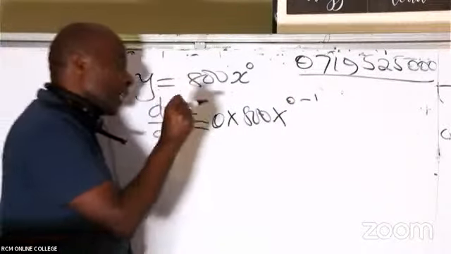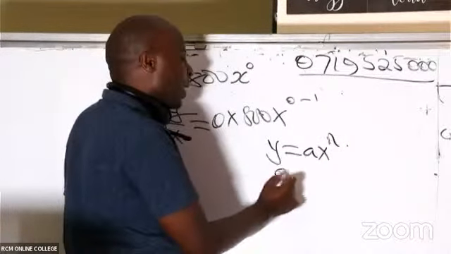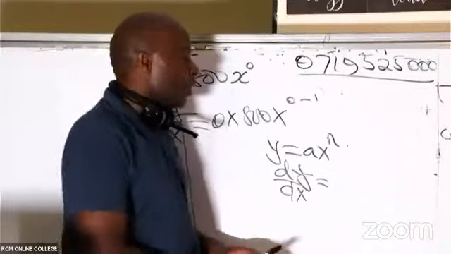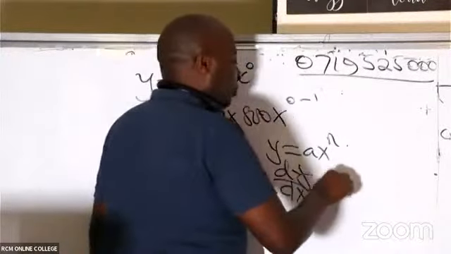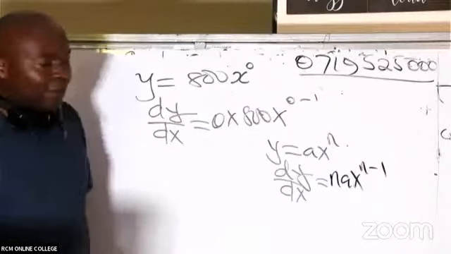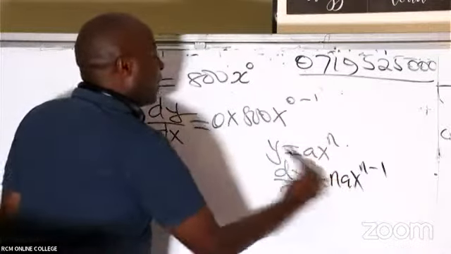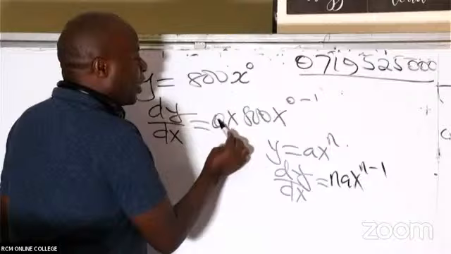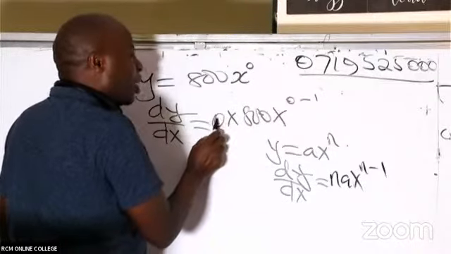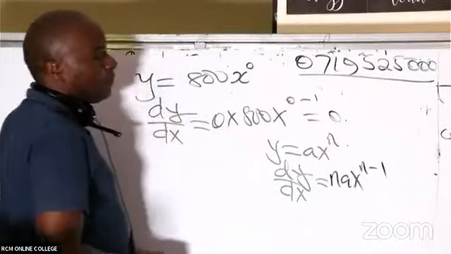Again, I will not get tired, ladies and gentlemen, of repeating this concept: if you are given y equals ax raised to power n, to get dy over dx, the n comes down, and we get n times a x raised to n minus 1. Here, this n is 0. It has come down. And you know that 0 multiplied by anything gives us 0.